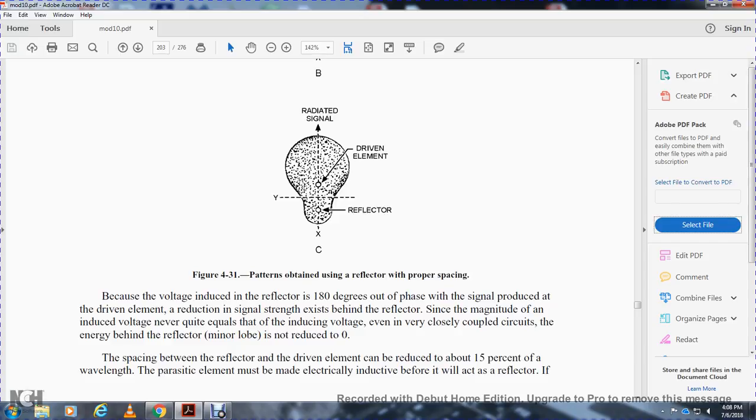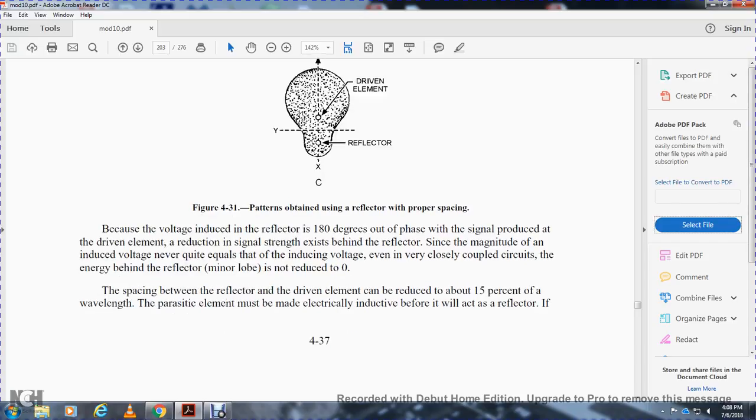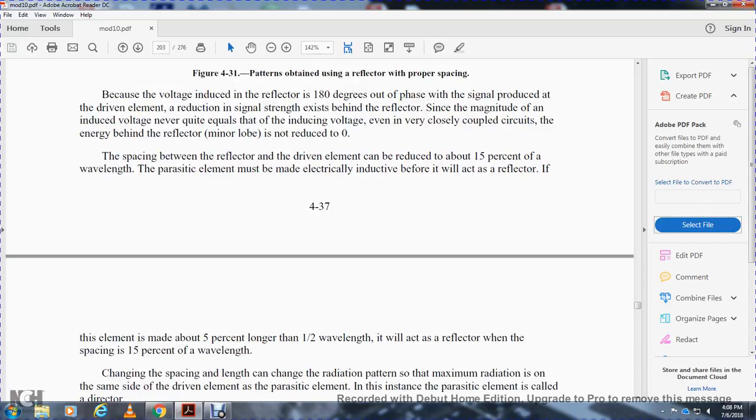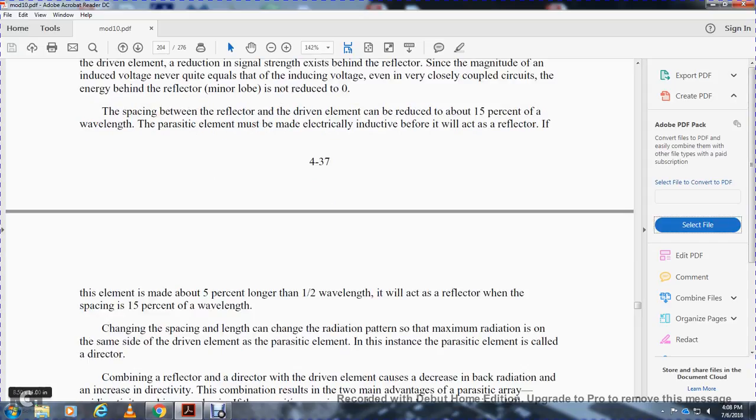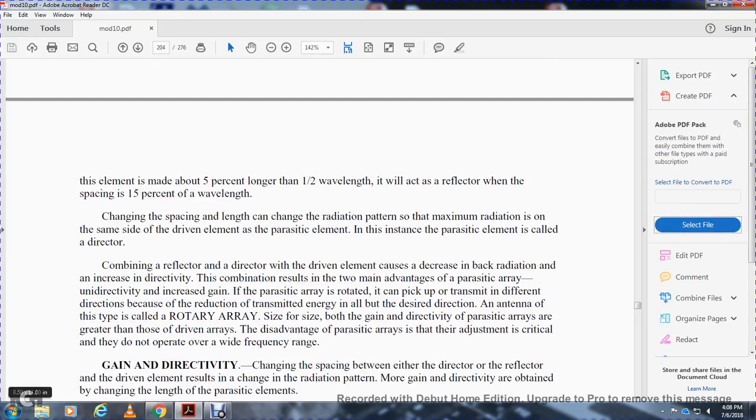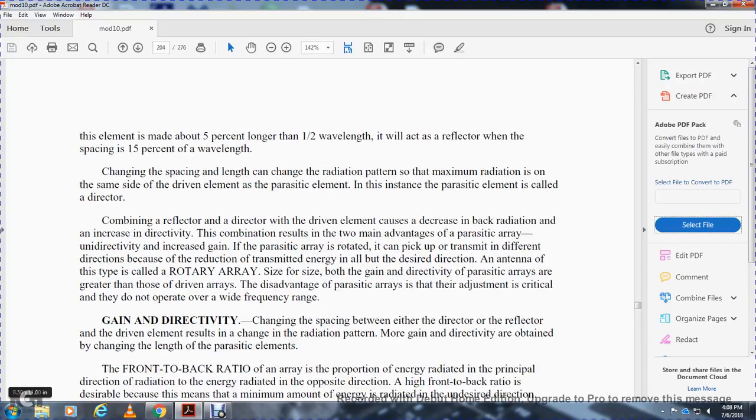The space between the reflector and the driven element can be reduced to about 15% of the wavelength. The parasitic element must be made electrically inductive before it will act as a reflector, so the element is made 5% longer than a half wavelength. This will act as a reflector when the spacing is 15% of the wavelength. Changing the spacing or the length can change the radiation, giving maximum radiation on the same side of the driven element as the parasitic element. In that case, the parasitic element is called the director.